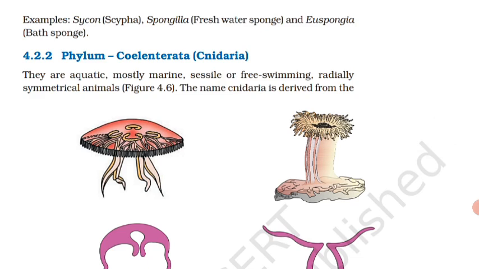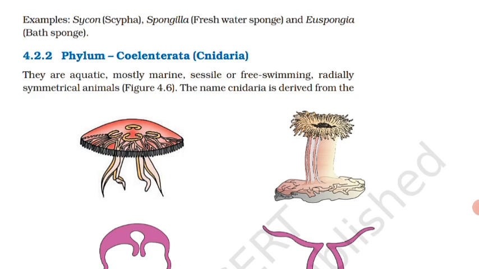The former is sessile and cylindrical, like Hydra, Adamsia, etc., whereas the latter, medusa, is umbrella shaped and free living, like Aurelia or jellyfish. Those cnidarians which exist in both forms exhibit alternation of generation, that is metagenesis. Polyp produces medusa asexually and medusa forms the polyp sexually. Example: Obelia.